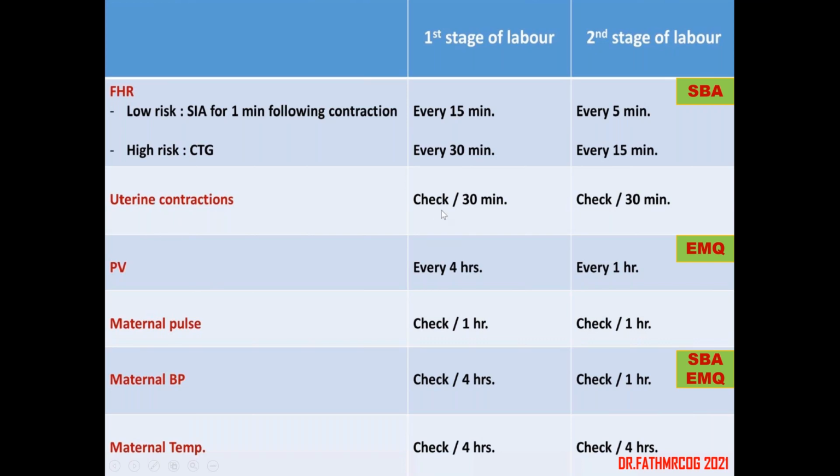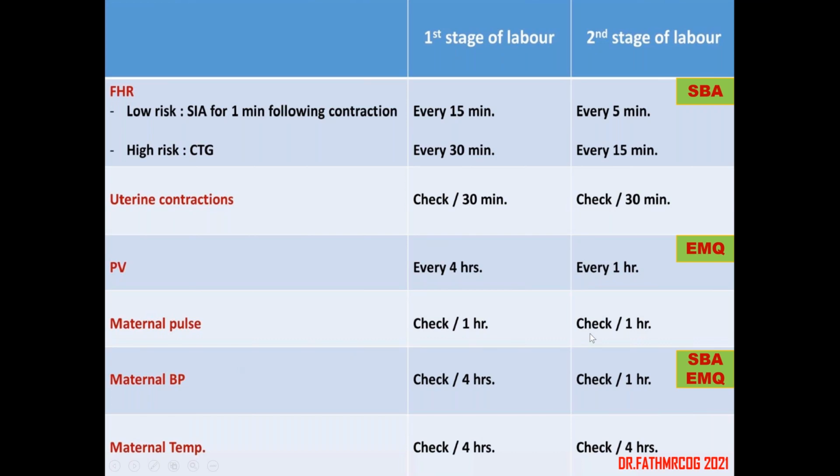And uterine contraction should be checked every 30 minutes. And PV here, the routine is every 4 hours in the first stage of labor and every 1 hour in the second stage of labor. So it is very important to know the regularity of the PV: in the first stage of labor it should be every 4 hours, and in the second stage every 1 hour.